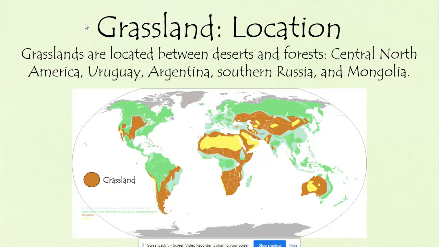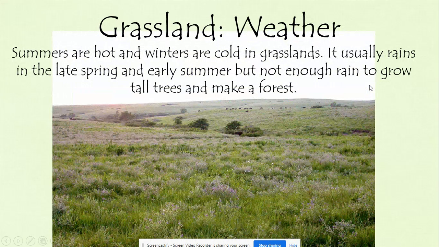The grassland. Grasslands are located between deserts and forests. You can find them in central North America, Uruguay, Argentina, southern Russia, and Mongolia. You probably already found out that I'm not good at pronouncing things. Summers are hot and winters are cold in grasslands.